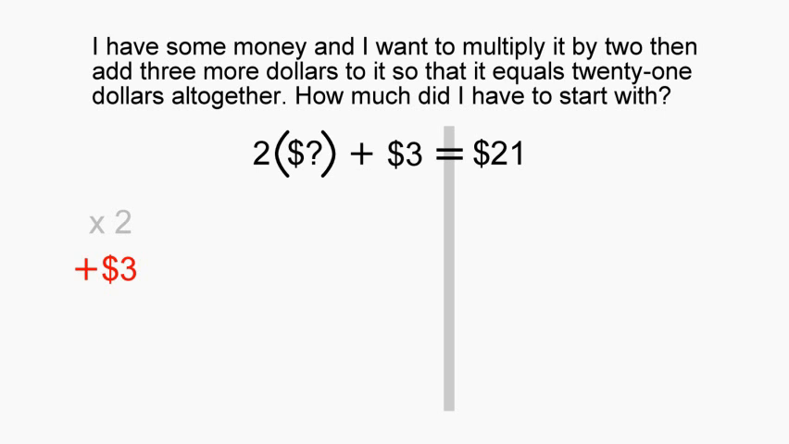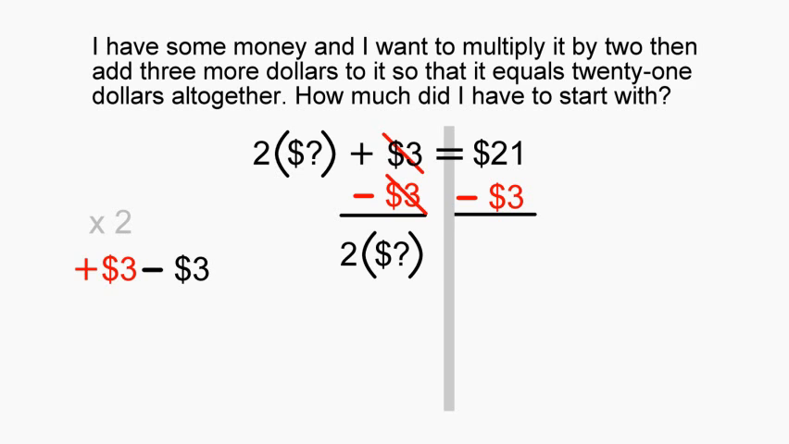So we undo this first. 3 is being added to the unknown. So to undo that, I have to subtract 3, but I have to remember to do it to both sides. On the left side, plus 3 and minus 3 cancel each other out to leave 2 times the unknown on the left side. I have to do the arithmetic on the right side, which is subtract 3 from 21 to get $18 on that side.